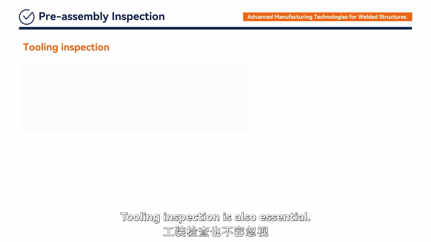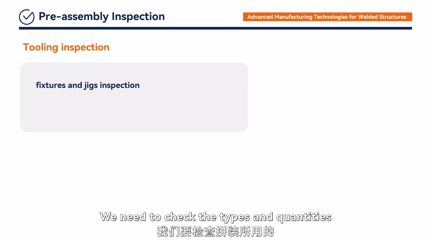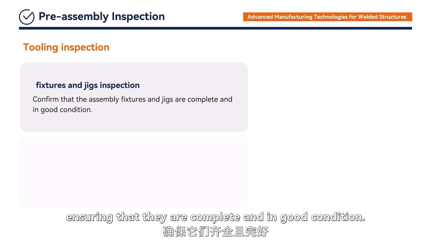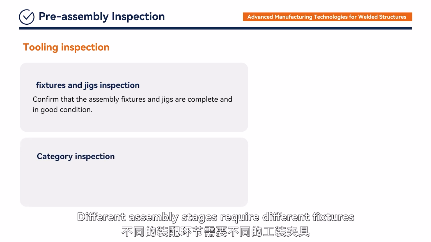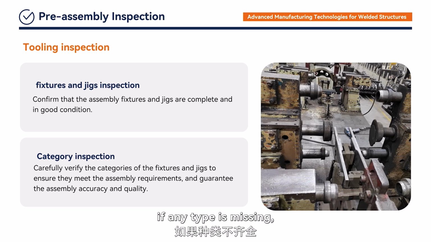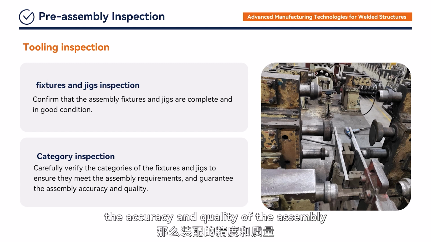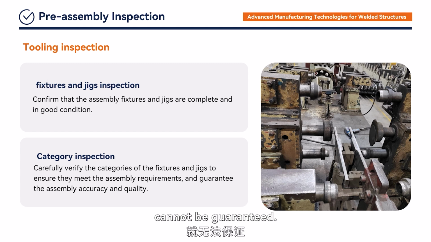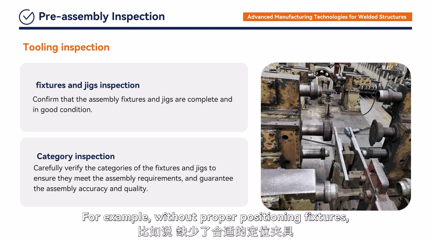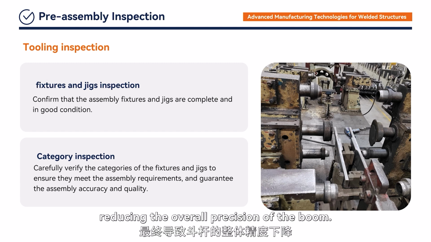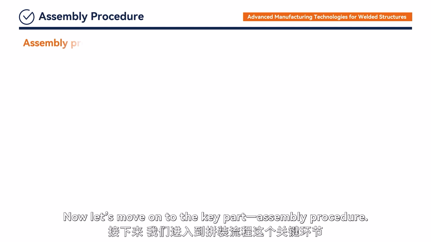Tooling inspection is also essential. We need to check the types and quantities of the assembly fixtures used, ensuring that they are complete and in good condition. Different assembly stages require different fixtures. If any type is missing, the corresponding assembly operation cannot be completed. If the fixtures are damaged, the accuracy and quality of the assembly cannot be guaranteed. For example, without proper positioning fixtures, part alignment may shift, reducing the overall precision of the boom. Now let's move on to the key part, assembly procedure.